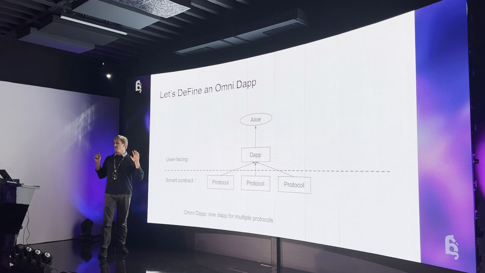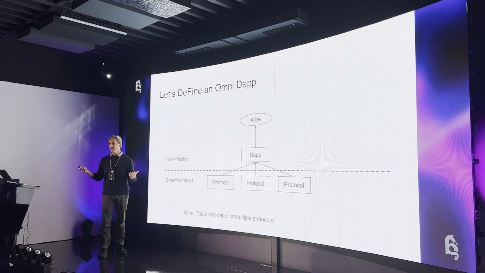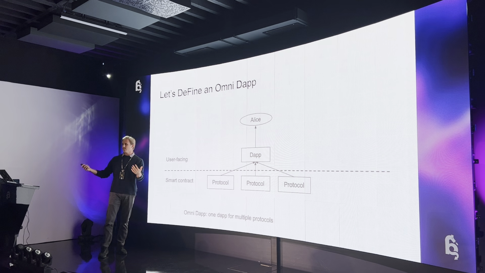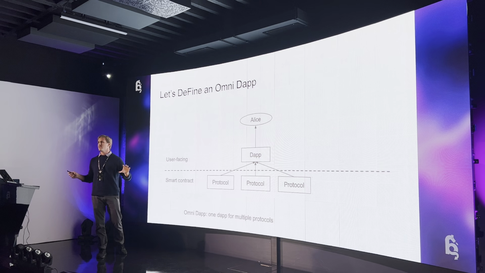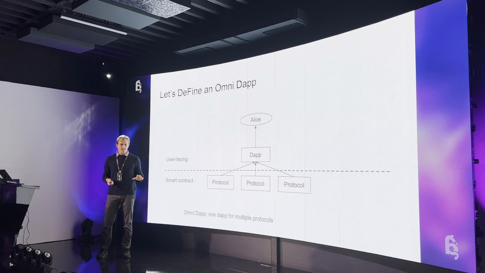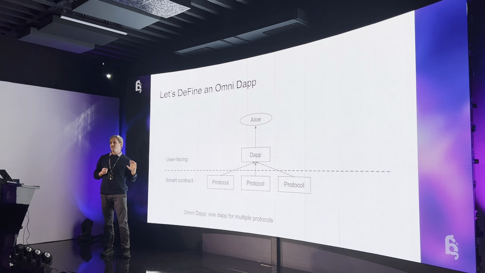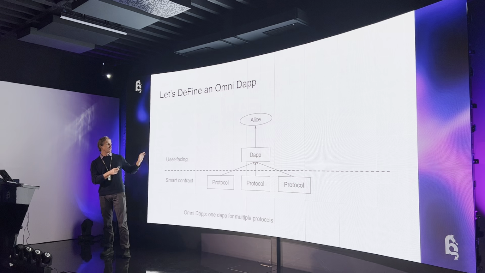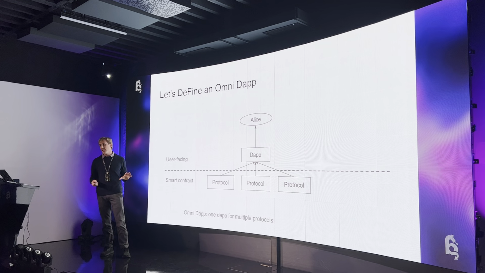So please, if you really hate Omni Dapp, come tell me after this. I need that feedback. If you love Omni Dapp, also come tell me this. If you prefer super dApp, also let me know. Anyway, the substance is, instead of having one user interface per smart contract protocol, we have one user interface that spans multiple smart contract protocols. So that's an Omni Dapp.